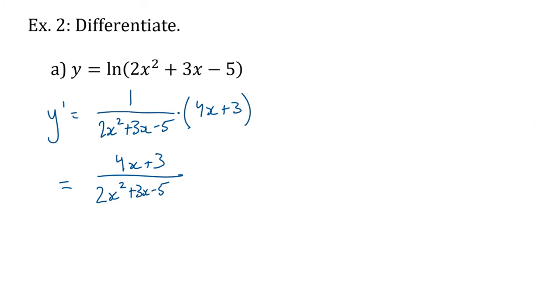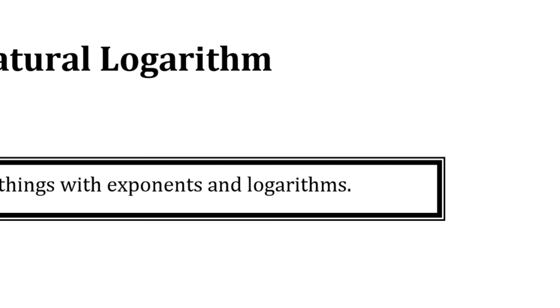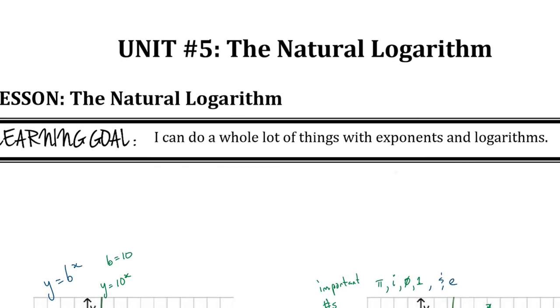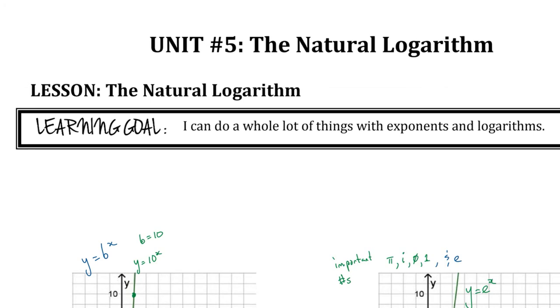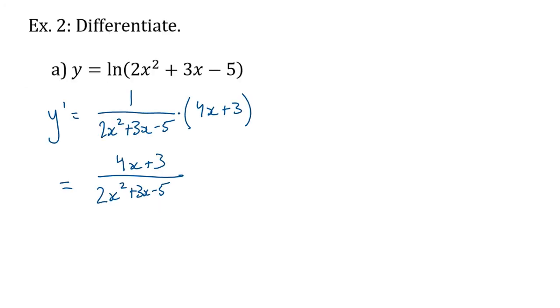Now, after the video from the first day of this unit, a couple of days ago, I realized that I forgot to mention something kind of important. The title of the lesson was the natural logarithm, and Unit 5 is called the natural logarithm. And I didn't even mention once why that was the title, okay?